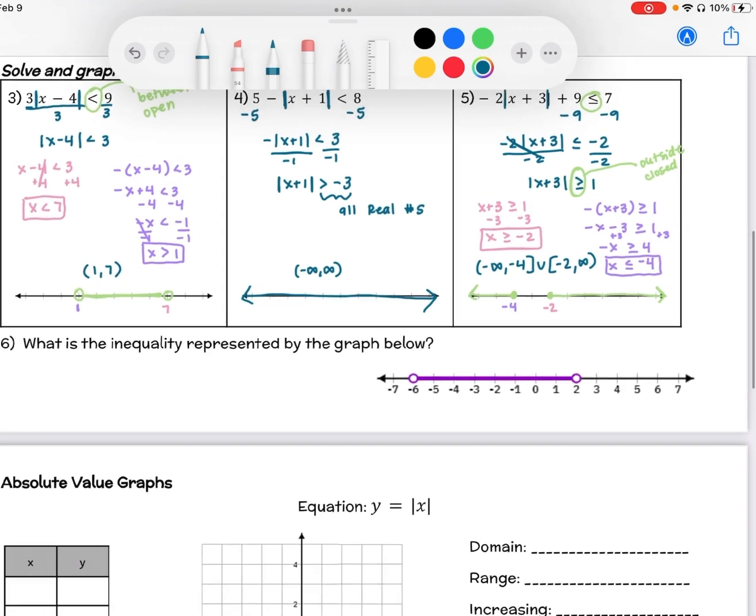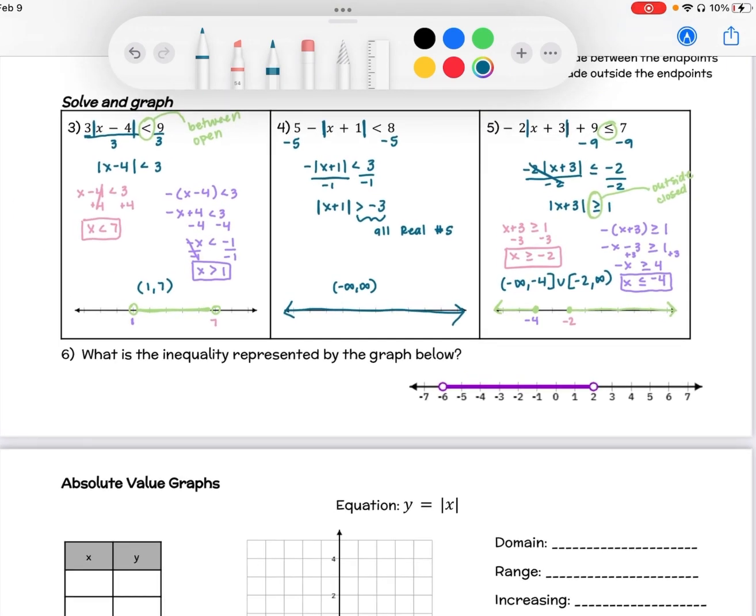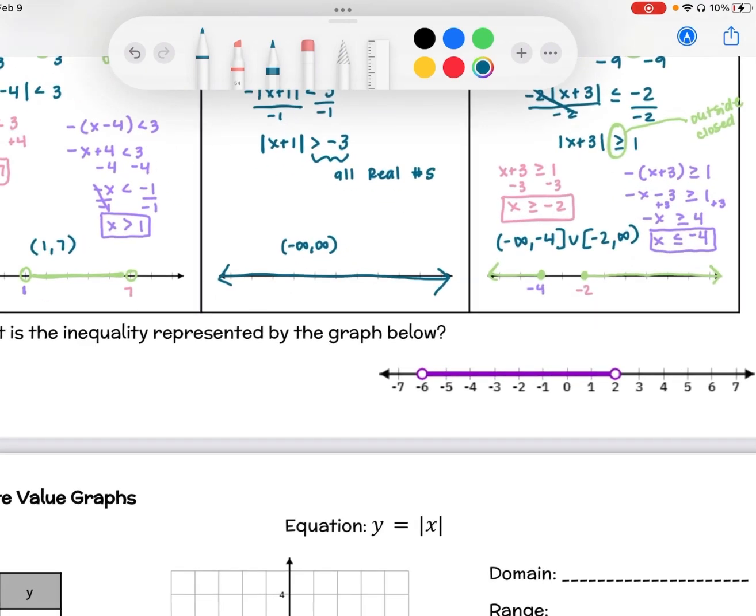All right, so for number 6, we need to write the inequality based on the graph. So we have open circles and we have it shaded between. So what I'm going to do is I'm going to just write my x right above the number line. And then because it's between, we know -6 is this way and 2 is this way. And we're just going to fill in our inequalities. So we know that x has to be greater than -6, which is how we would read that, and x has to be less than 2. And x has to be between those two numbers. So that would be our inequality.